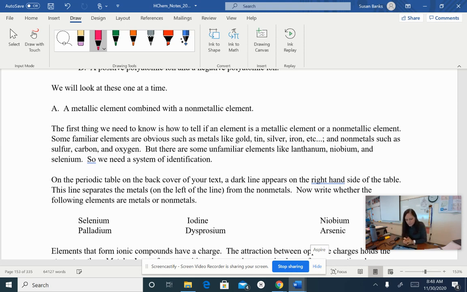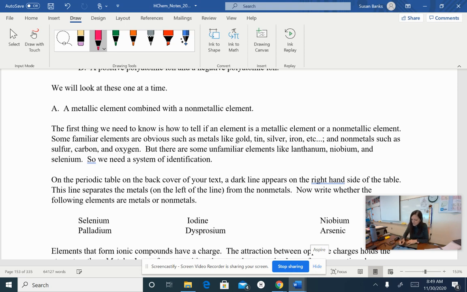The first thing we need to know is how to tell if an element is metallic or not. Some are familiar and obvious, like gold, tin, silver, iron, etc., and nonmetals such as sulfur, carbon, and oxygen. But sometimes they're not so familiar, like lanthanum, niobium, and selenium. So we need a system of identification. On the periodic table at the cover of your text, we actually put in that line between metals and nonmetals.